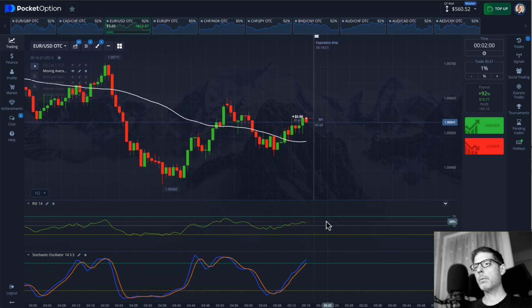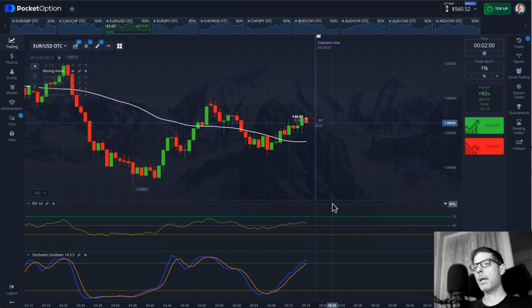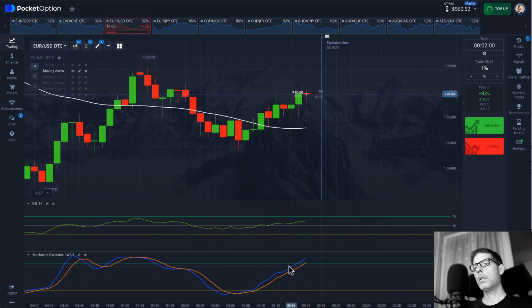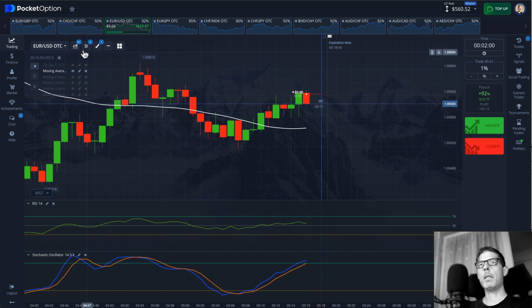So let's look a little bit closer here. We've got that stochastic blue line that's been separated from the orange. That's good, and we want to catch that before the blue crosses over or intersects that orange line. So we want to enter the trade before that happens. And we're already up on the 80 line here, so it looks like that's working out. We've got about 1 minute to go on that.